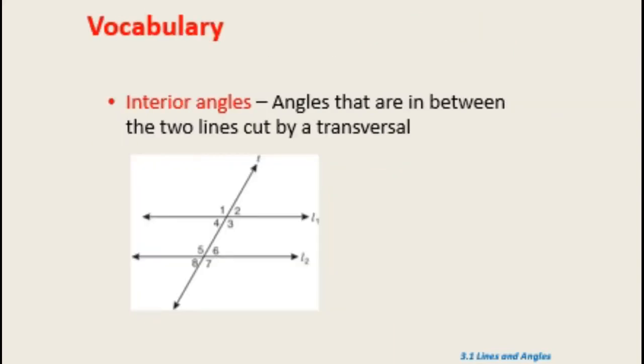Next are the interior angles, angles that are in between the two lines cut by a transversal. So I have here the illustration, and here are the interior angles. Can you give all the interior angles? Alright, we have angle 3, angle 4, angle 5, and angle 6.